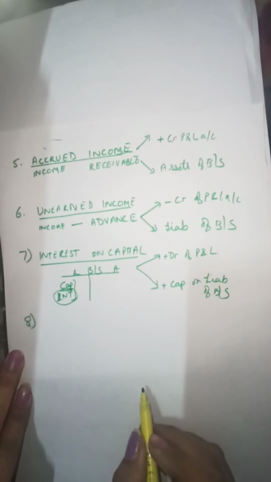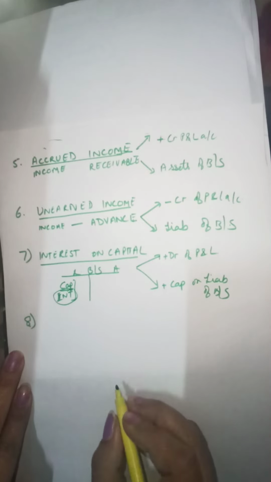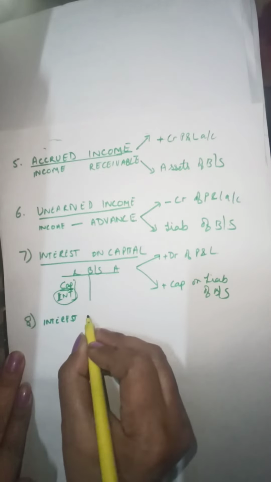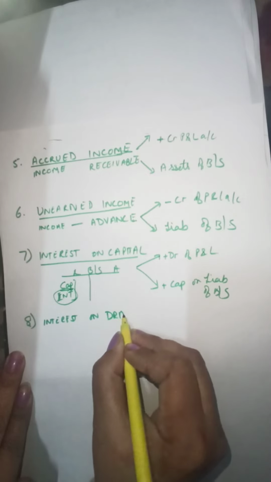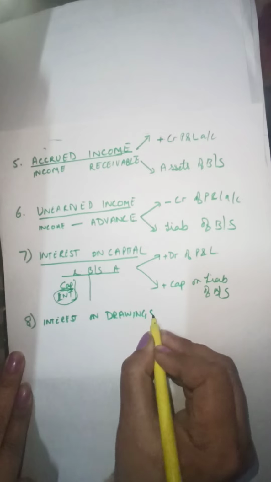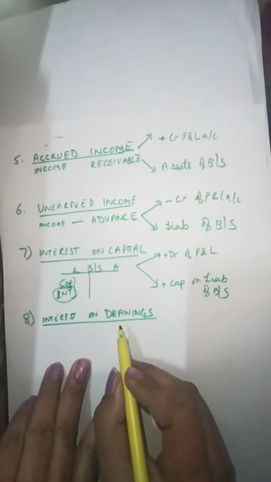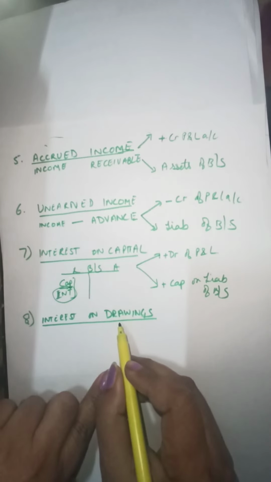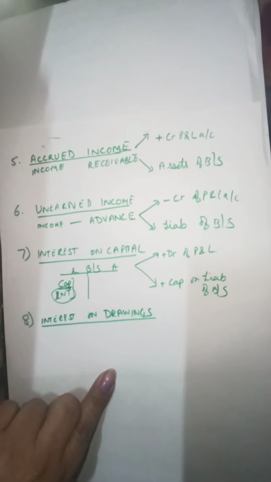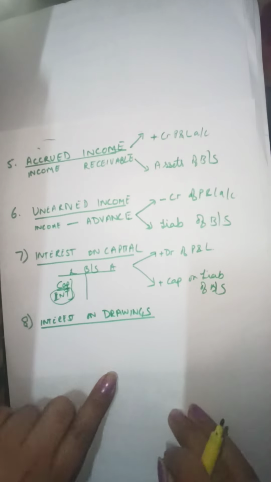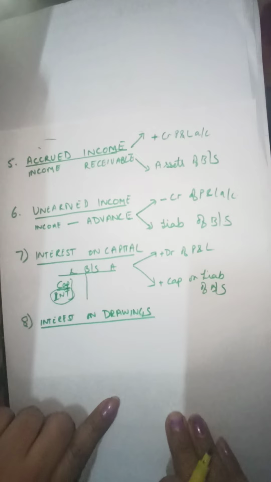Eighth adjustment is interest on drawings. What are drawings? Drawing means an amount that has been withdrawn for temporary use by the partner, by the businessman. It is an occasional amount that is withdrawn by the partner, which will be returned by the business.